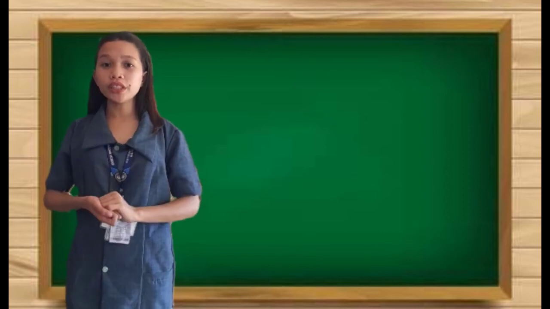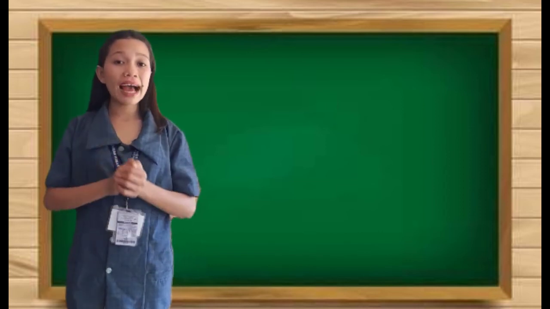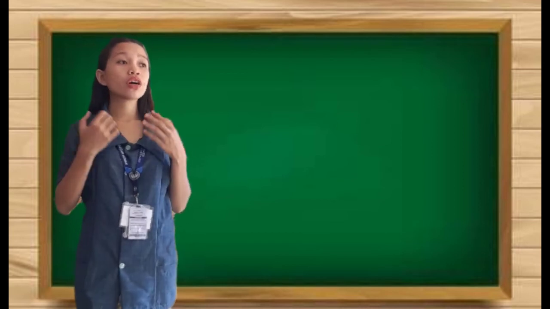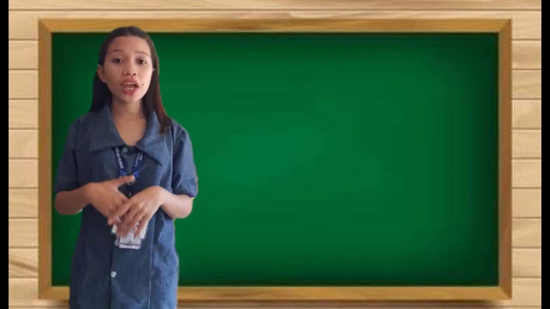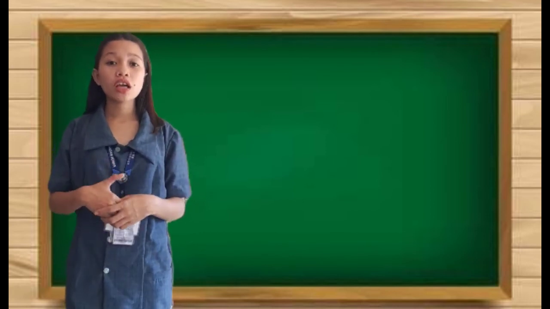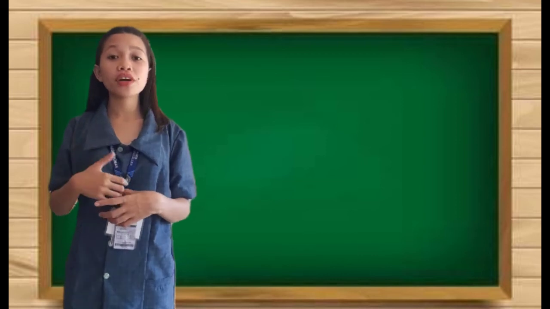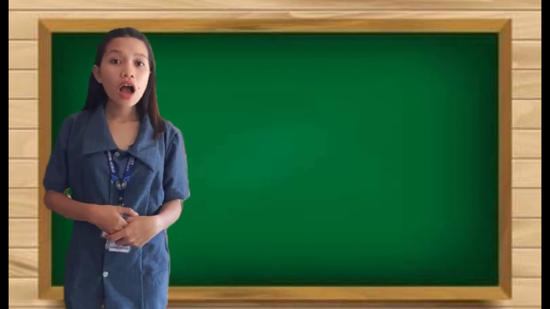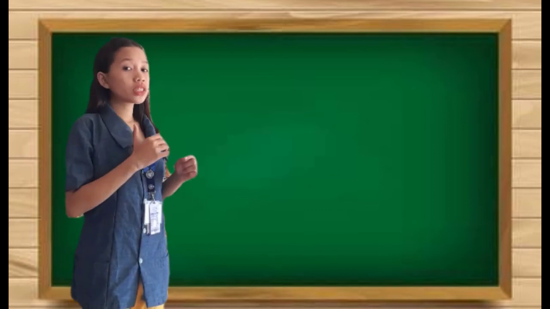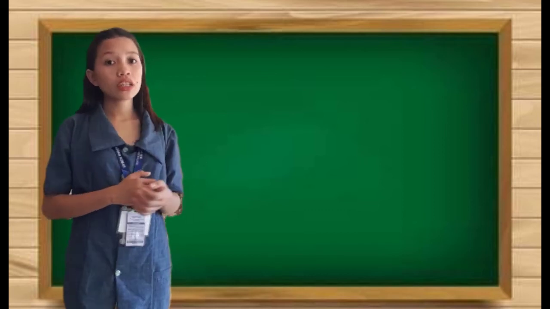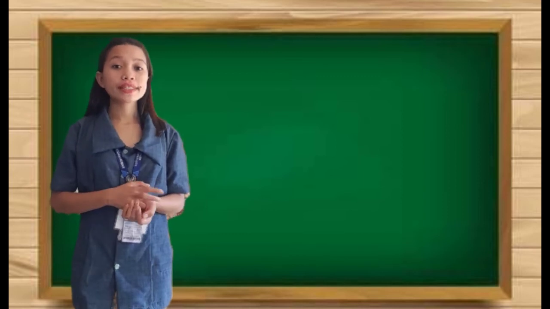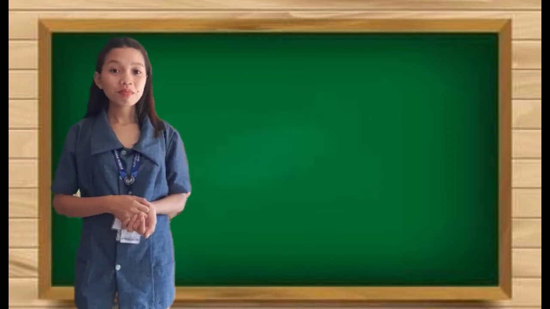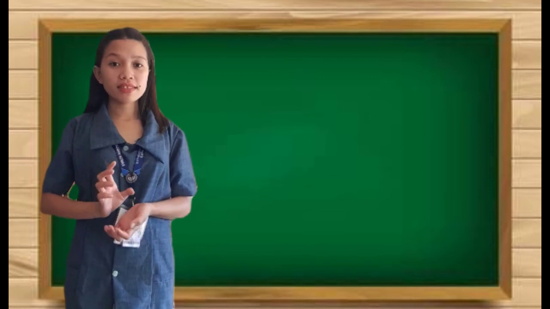Okay, very good. So, class, go back to your seat. Prepare yourself because we have a quiz. Okay? Get a 1/2 sheet. Get a 1/2 crosswise. Answer the following questions. Multiple choice type. Okay? This is 5 items.